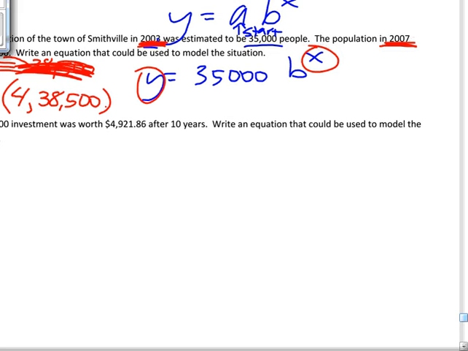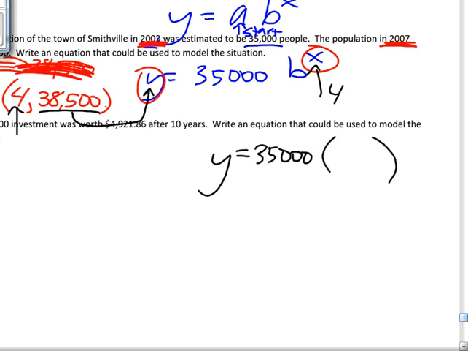Now, where do you put it? The x is 4, and it goes here. 4 goes in there. And then 38,500 is the y, and it goes right there. And then you solve for b. Your final answer on this guy is going to start like this. Y equals the start value, which was 35,000 people. And then you eventually solve for b, and you get something like, I don't know, 2,800 over 3,650 all to the 1/2 or something like that.